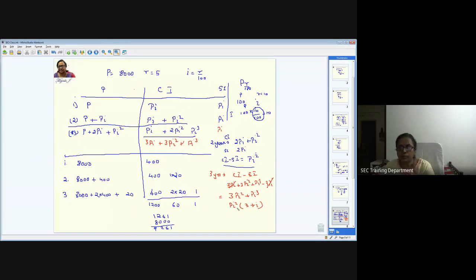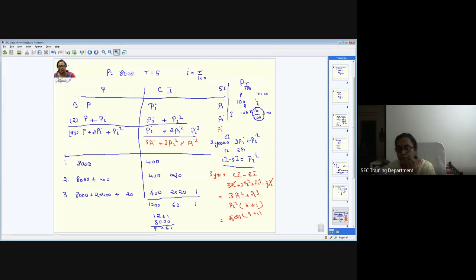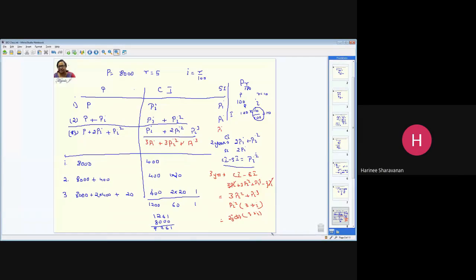So these are the two common questions which will be asked: the difference between compound interest and simple interest for 2 years, and the other one is the difference between them for 3 years. If it is 3 years, this is the formula. For 2 years, PI squared is the formula. Sometimes they might give you the difference of 2 years and ask you to find the difference for 3 years. In that case, you take the difference of 2 years, PI squared, into 3 plus I. Okay, let's move on to the next one.